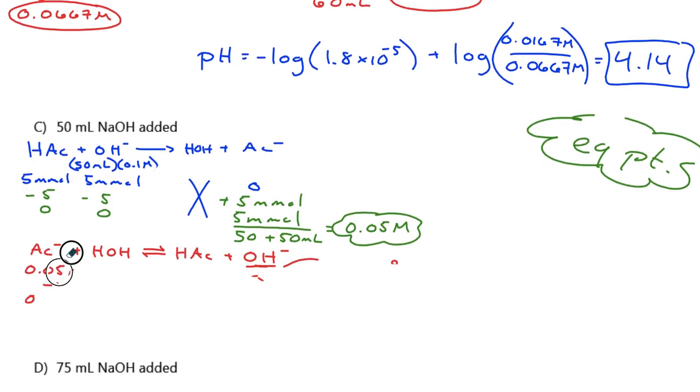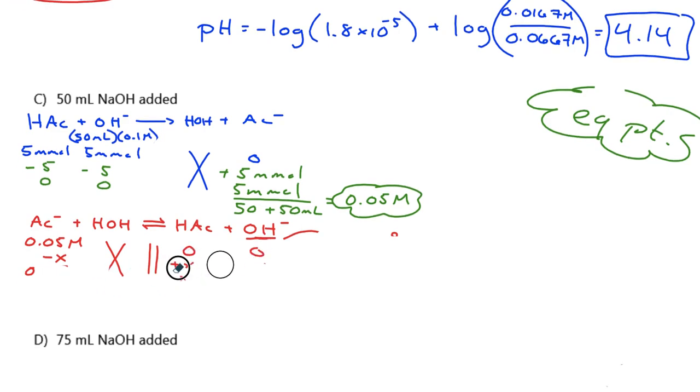So now I'm starting with the 0.05. I don't have OH, and I have zeros of these, right? So I have minus X. This is a normal problem now. Minus X, I have X, and there I am. Just take a look at that. That should resemble a lot of things that we've been working on.